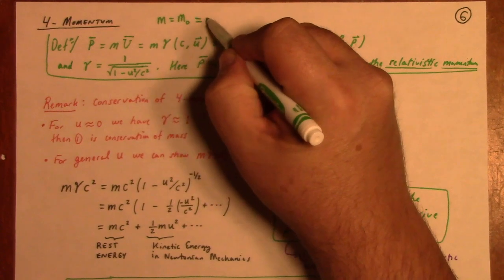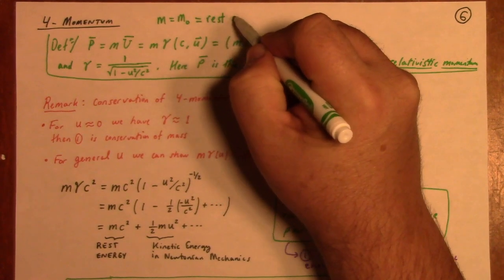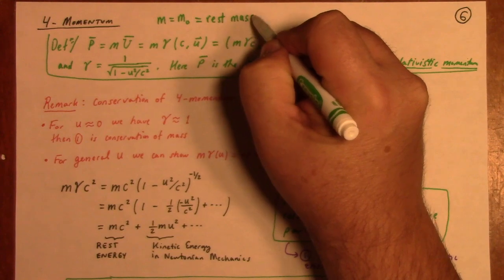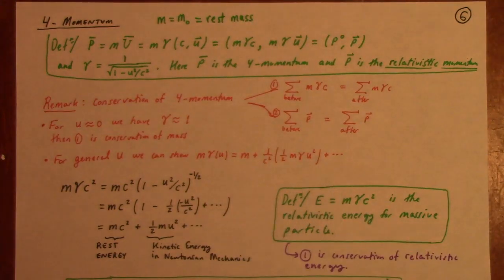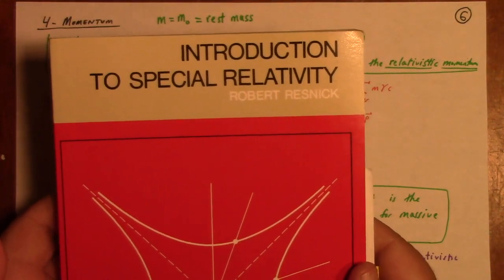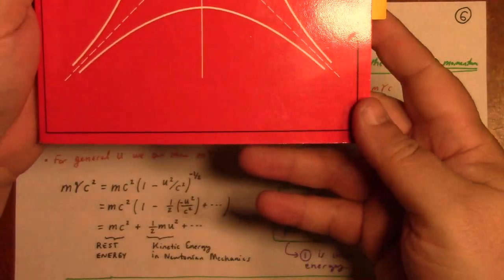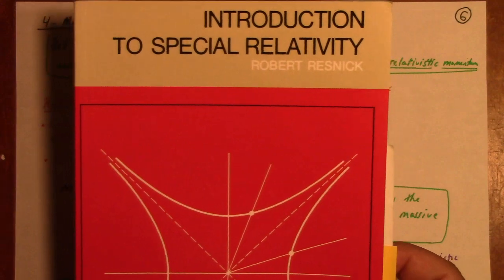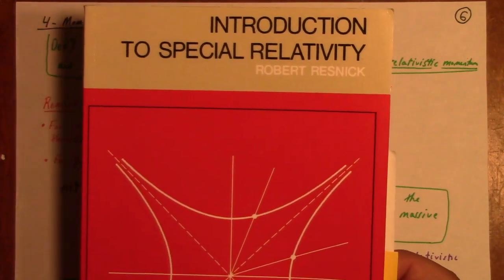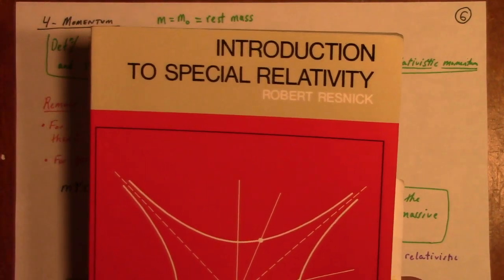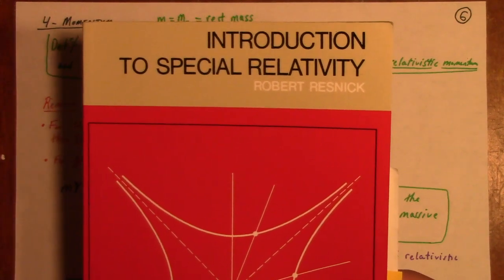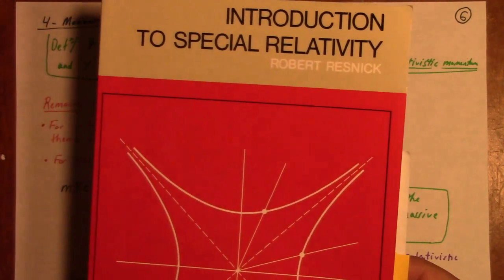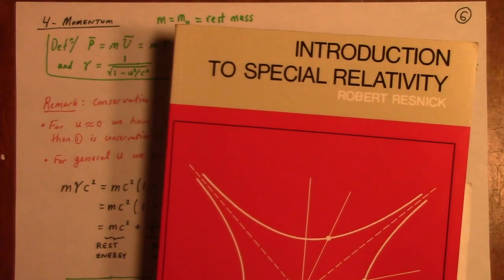And this is sometimes called the rest mass. It's important to emphasize that, because in some of the older books, like for example this one, Resnick, which is a wonderful book, by the way, really useful. There's a lot in this book that any introductory student of special relativity would gain much from carefully studying, for sure. But it does have some antiquated ideas.